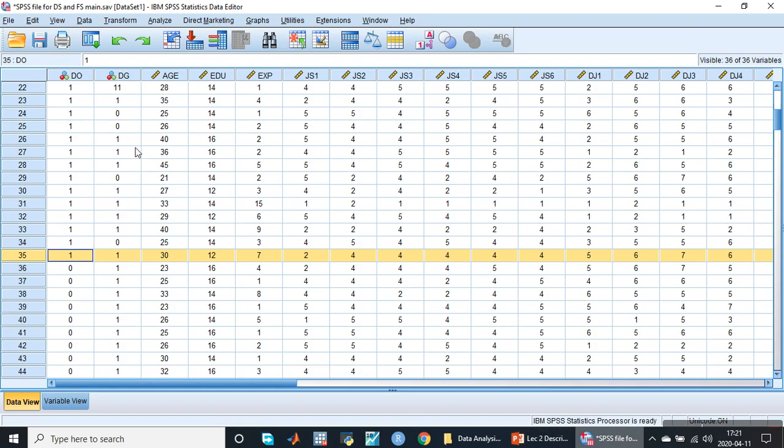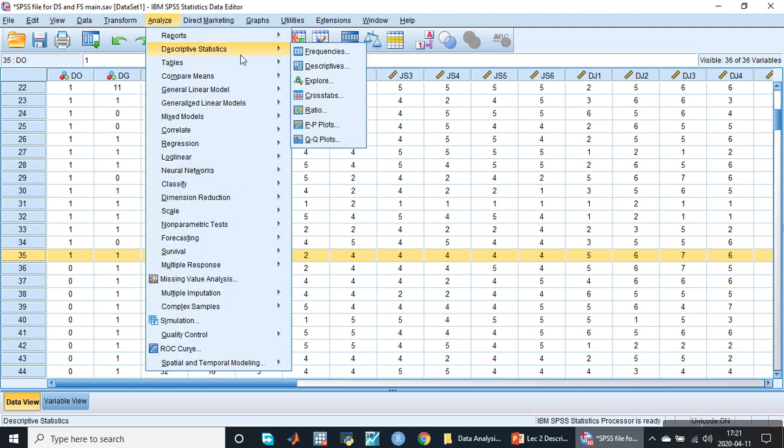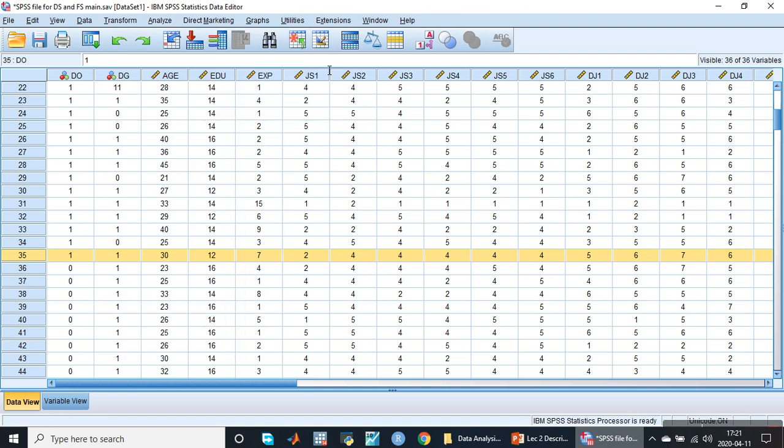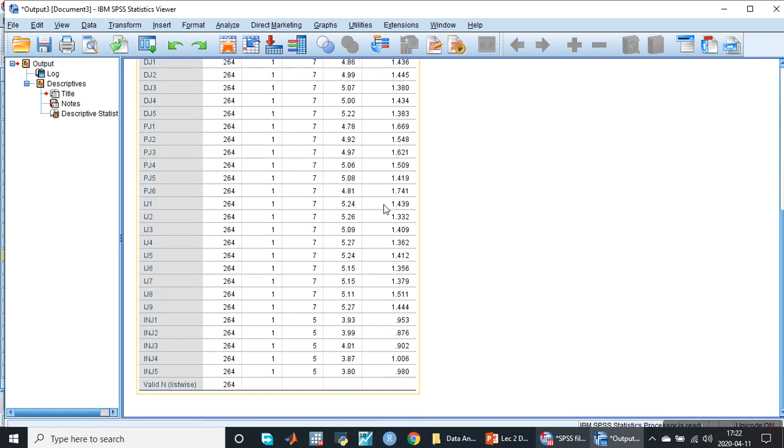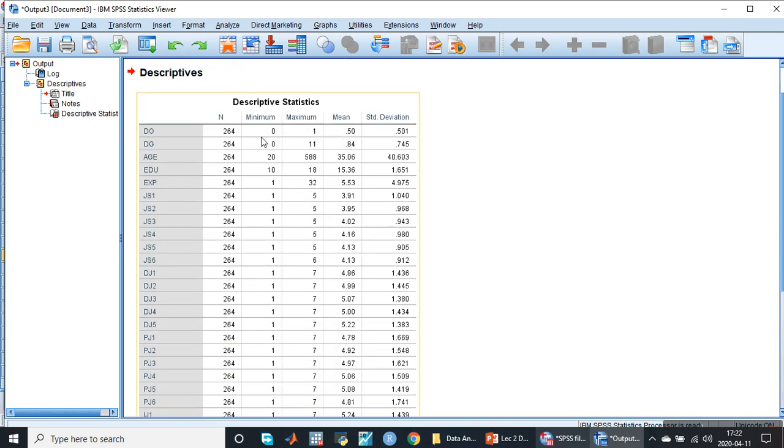So if you want to do descriptive statistics, first we will click on Analyze, Descriptive Statistics, and then Descriptives. We will reset this file, and we will bring all these variables to the variable box, all categorical variables as well as continuous variables. We will click on OK. Now these are the results of the descriptive statistics.